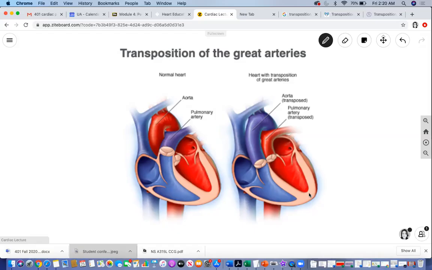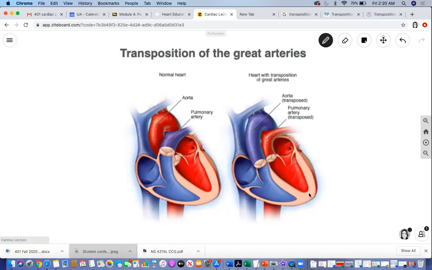An emergent echocardiogram is ordered and shows transposition of the great arteries, or TGA. The father asks, "What does this all mean?" How does the nurse explain the cardiac defect to the father, specifically the consequences pertaining to this infant's circulation?